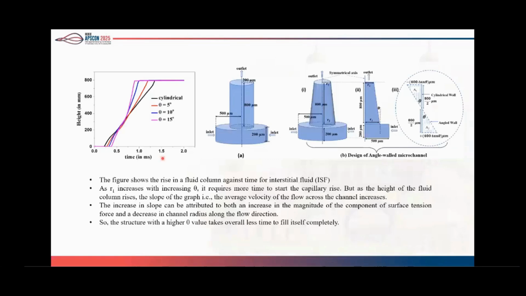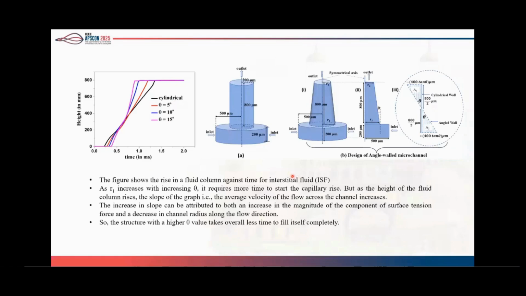This graph shows the rise in fluid column against time for interstitial fluid. The first one, the black color one, is the cylindrical one, and the others are for theta going from 5 degree to 15 degree for the angled wall structure.